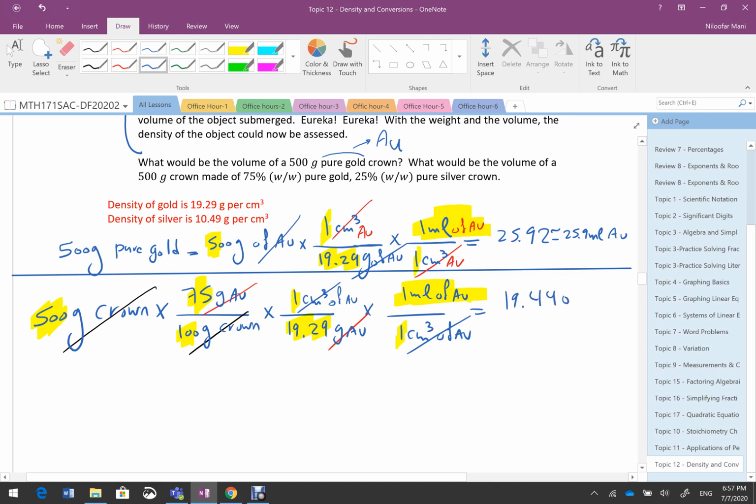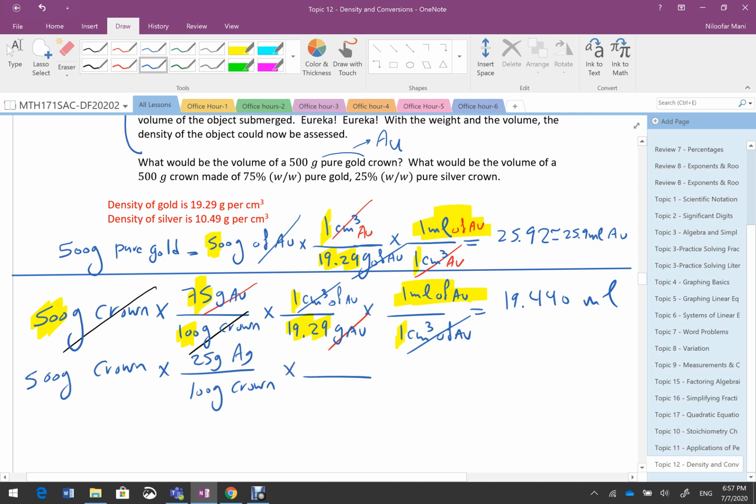19.44 milliliter. I don't need to round it because I want to find the 25% and then add them, and then I can decide. So 500 gram of crown, 25% of the gram is Ag, and this is 100 gram of crown. I want to cancel and find out for that.